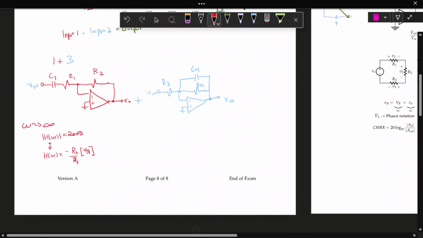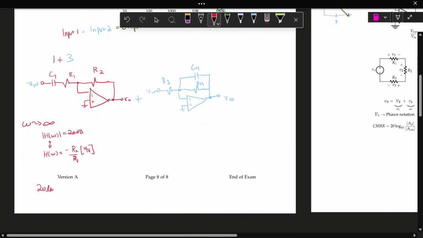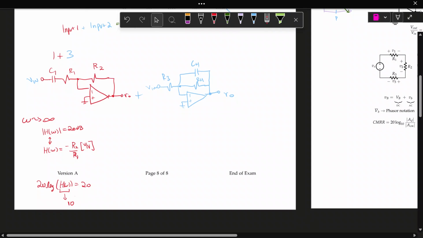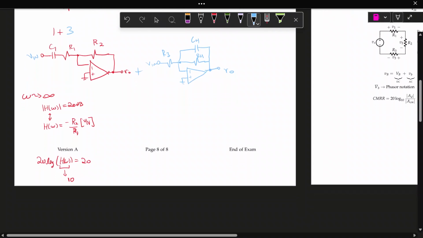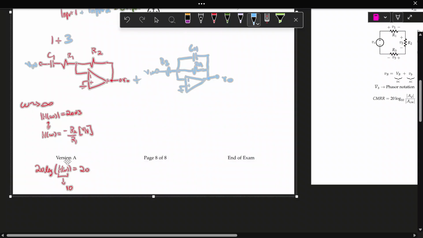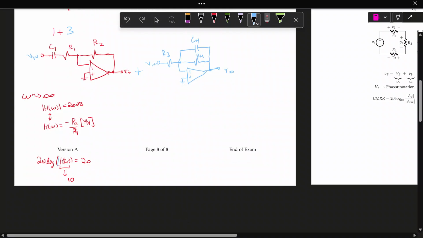So what do we do then? Well, we know 20 log of h of omega is equal to 20. For this to be true, h of omega must be 10, sorry, 10. Yeah, 10. So that means our negative, or really this should be absolute value, sorry. This should be absolute value. So that means R2 over R1 has to be equal to 10.